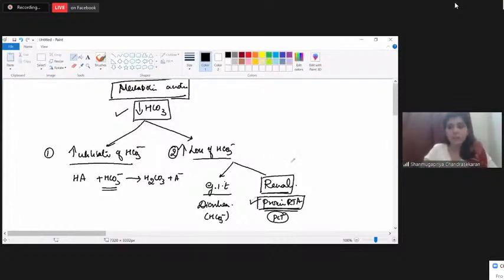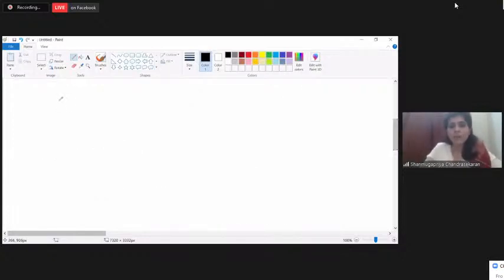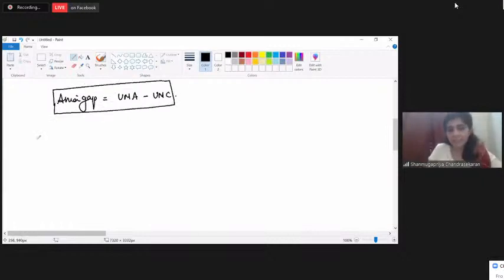Okay, now let us get back to anion gap. How did I define anion gap? Anion gap is defined as the difference between unmeasured anions and unmeasured cations. This anion gap is based on the fact that your circulation is electrically neutral. To maintain electrical neutrality in your blood, the sum of all cations should be equal to the sum of all anions.